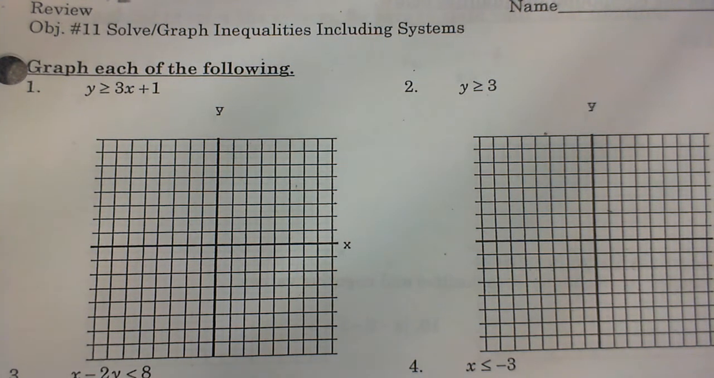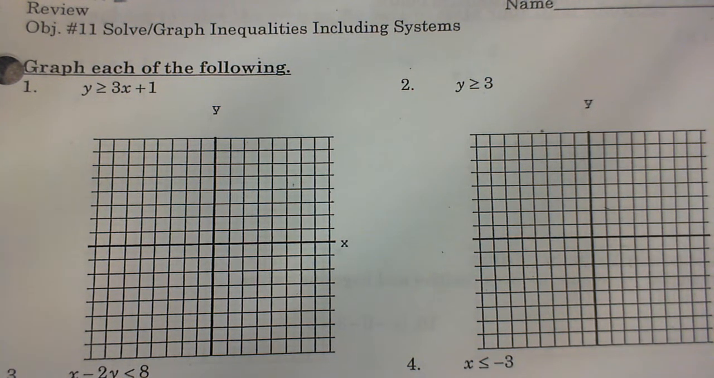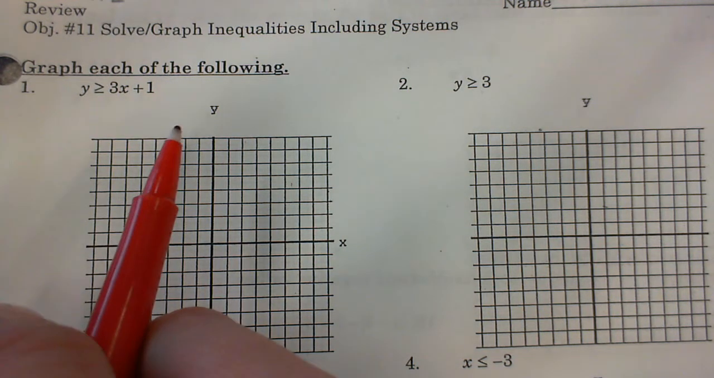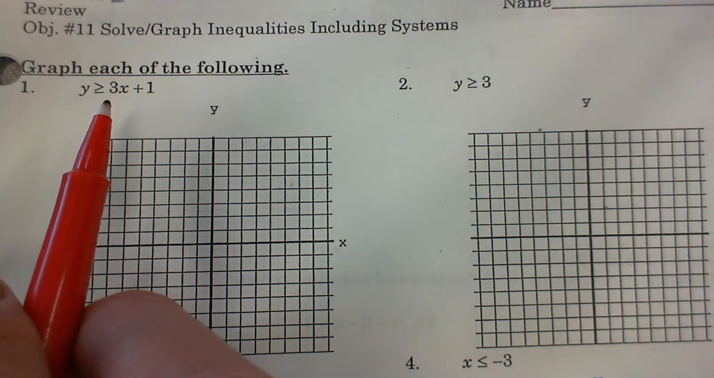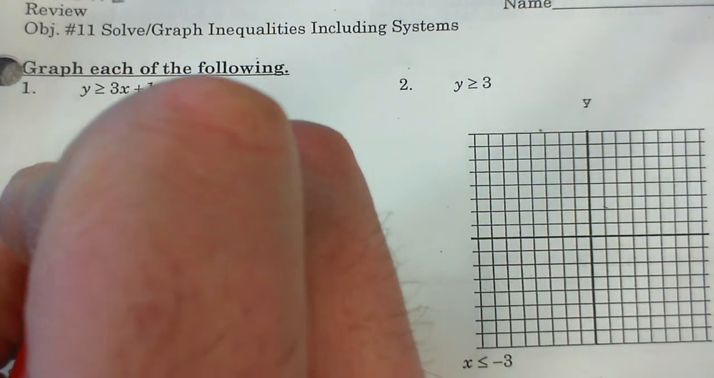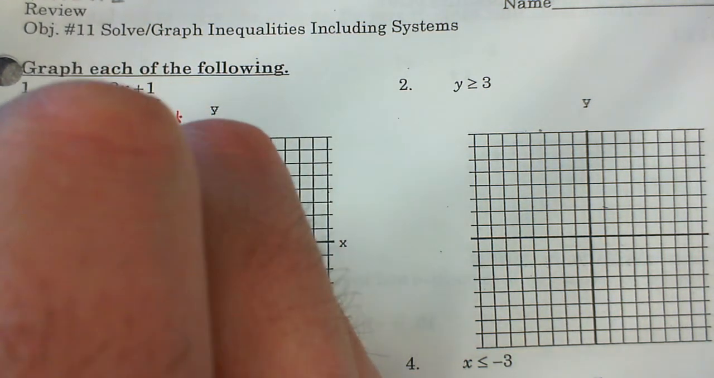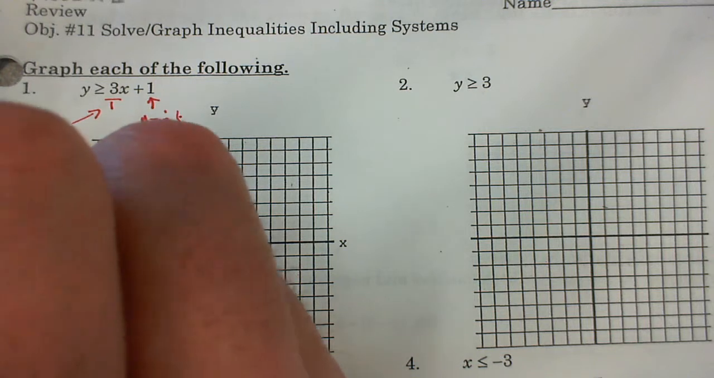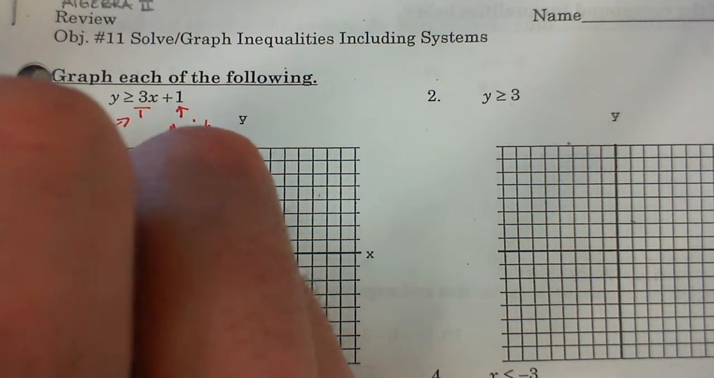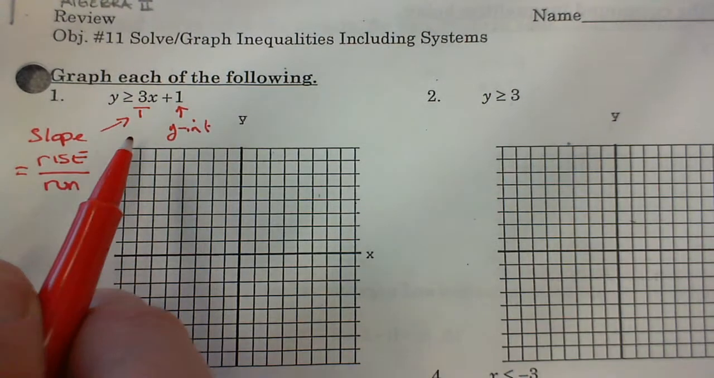On question number 1, we are graphing inequalities. Actually, the first few problems here, 1 through 4, we're graphing inequalities. So first thing we need to do is identify what form this equation is, and this is in y equals mx plus b format. So this is our y-intercept, and our slope is 3 over 1. This is our slope, and we know slope is equal to rise over run. So our rise is going to be 3, our run is going to be 1.